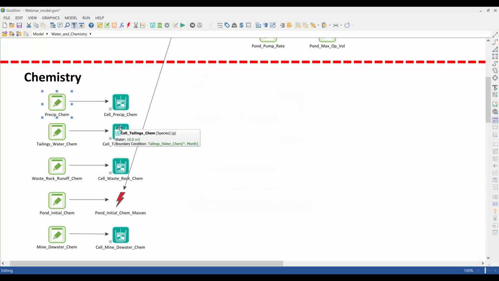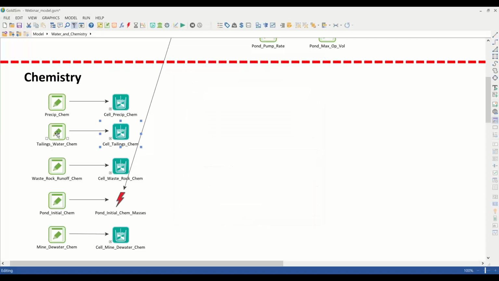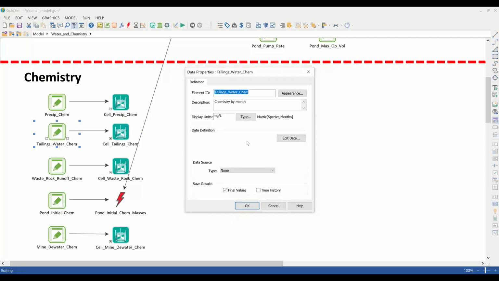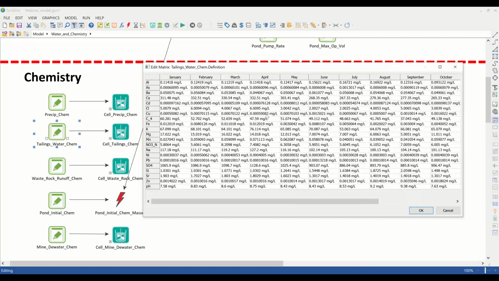The next cell pathway is the one that defines the chemistry for the tailings water. Actually, let me open up that element first. The tailings water chemistry, it's also a data element, but it's a matrix. So the matrix has rows of the species vector, so it has all of the chemical components in the position of rows. And then I have monthly values going across. So for each month of the year, I have an averaged chemistry.